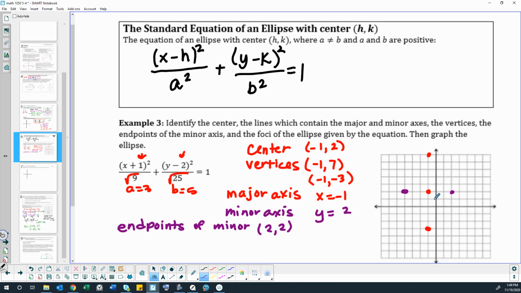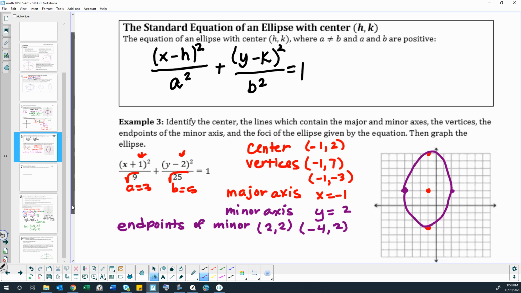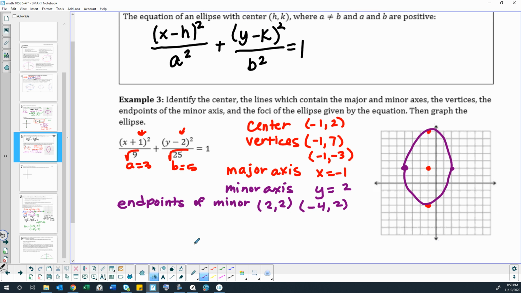So endpoints of the minor axis at 2, 2, and then the other one comes from taking our x value at -1, subtracting 3, so it'll be -4, 2, which is this point right here. So together those points give us our ellipse. Not too bad considering I'm using my tablet on my computer. Okay, let's do the foci.